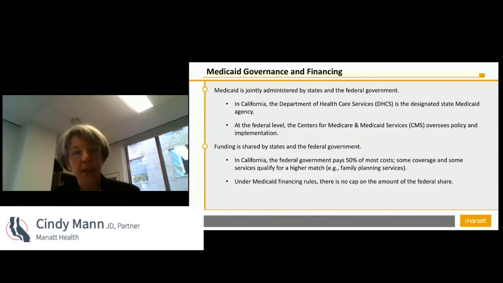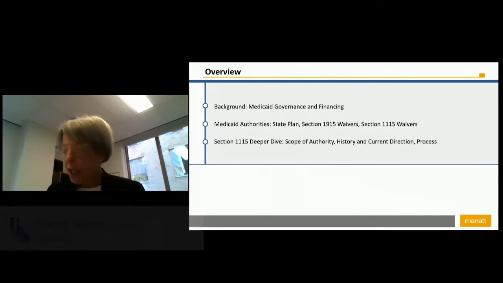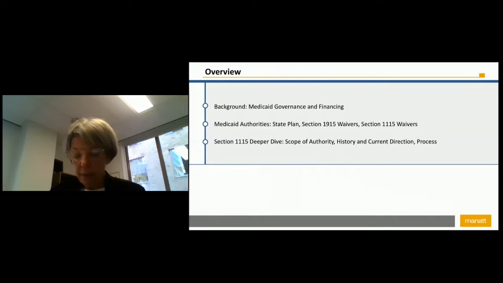Then I'm going to talk about those authorities that Chris identified: state plan, 1915 waivers, and section 1115 waivers. And then do a little bit of a deeper dive on section 1115 waivers, because they are more comprehensive and potentially have greater opportunity for diverting from the normal rules of the Medicaid program.